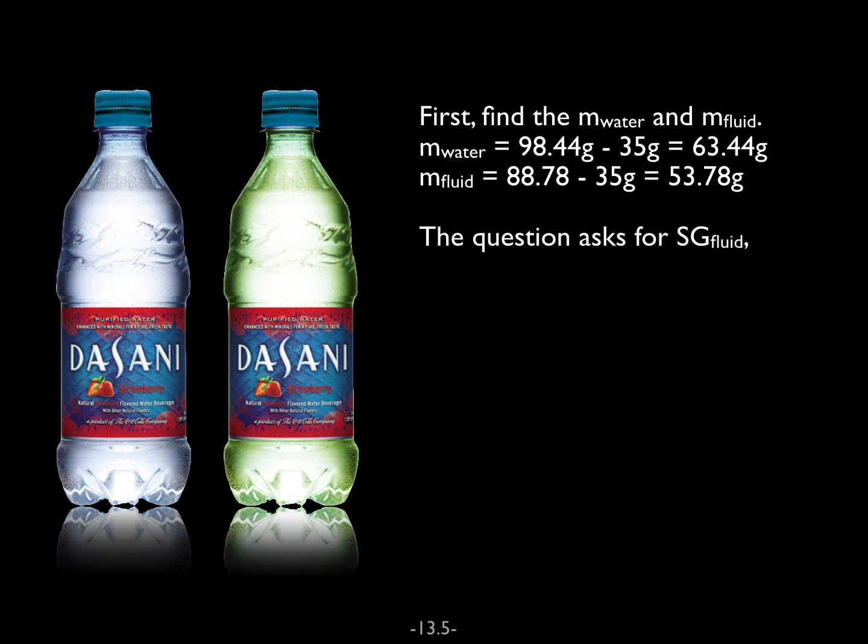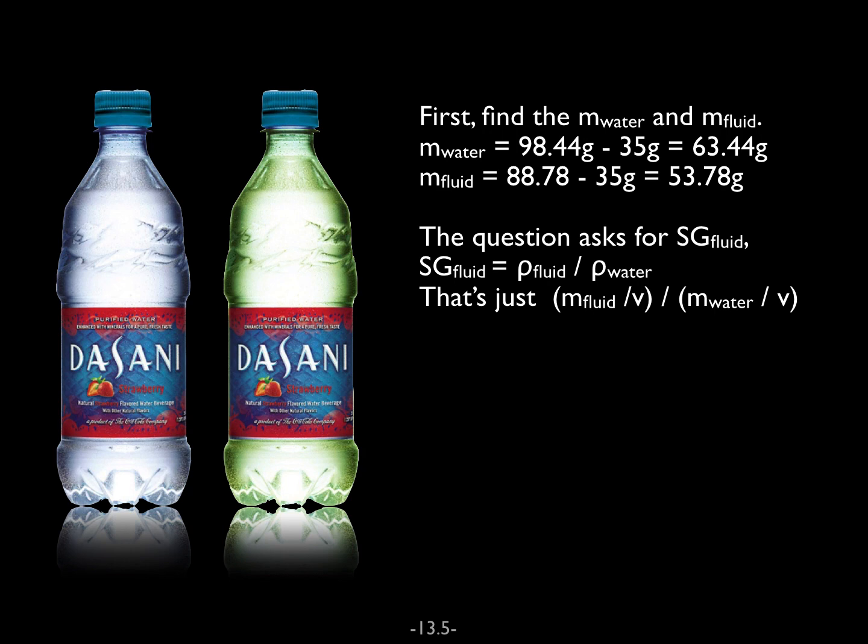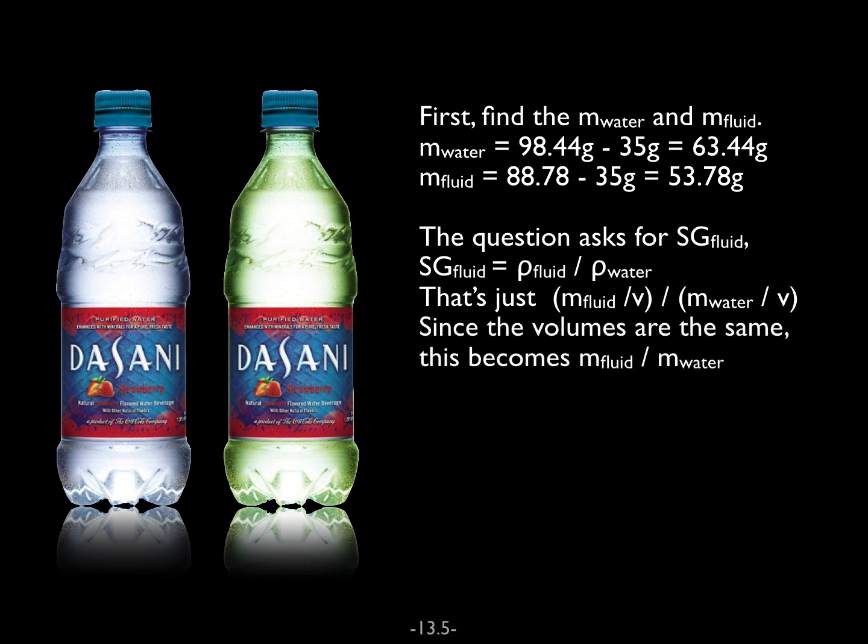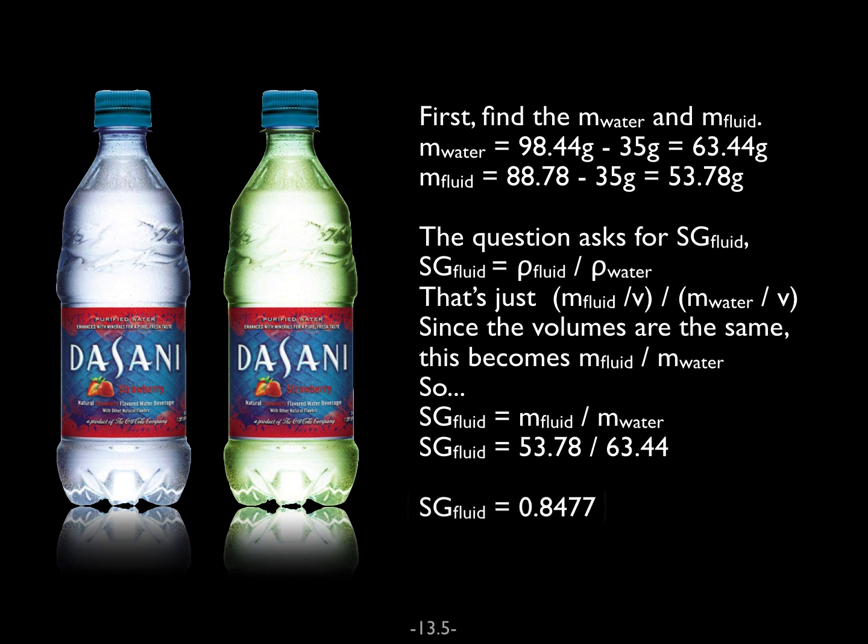The question asks for the specific gravity of the fluid, so that's the ratio of the fluid's density to the density of water. Density, after all, is mass divided by volume. Volume cancels out, so really if you're dealing with the same volume, the specific gravity is the ratio of the masses. So the specific gravity of the fluid, because they are both in the same volume, is the ratio of their masses. And I get about 0.85 or 85% as dense as water.